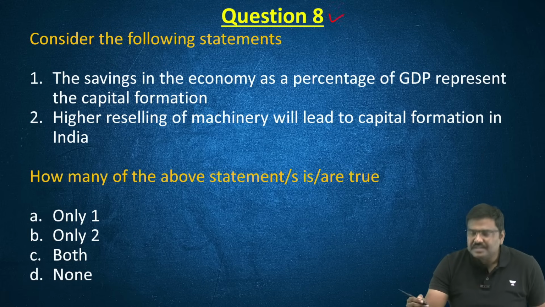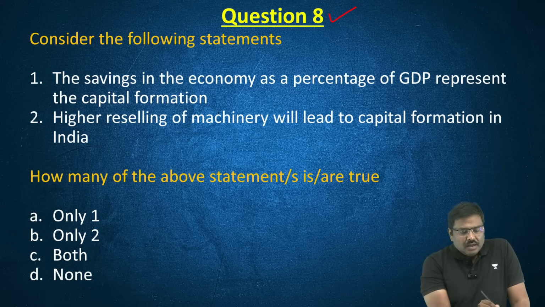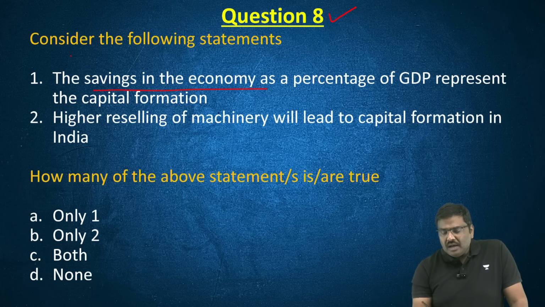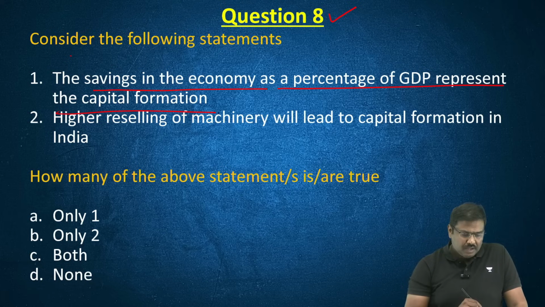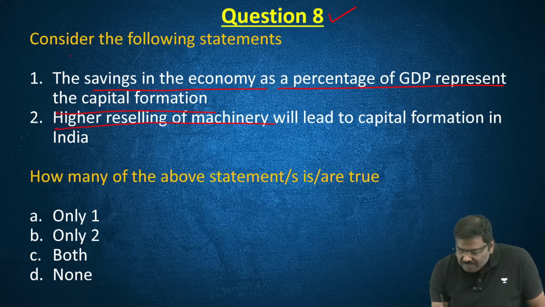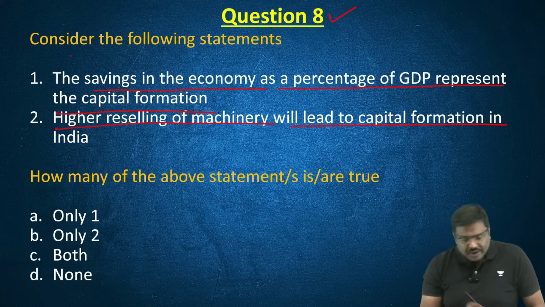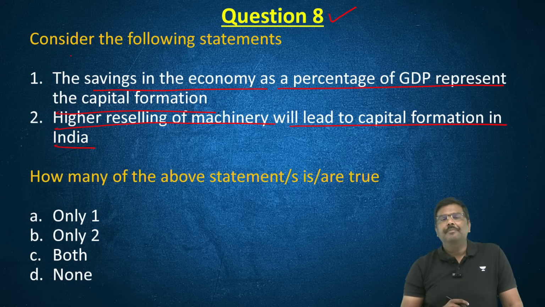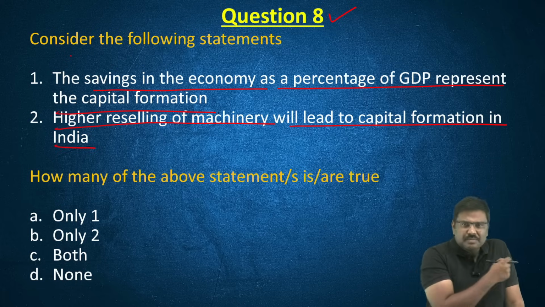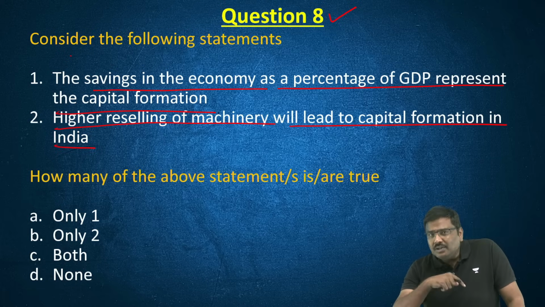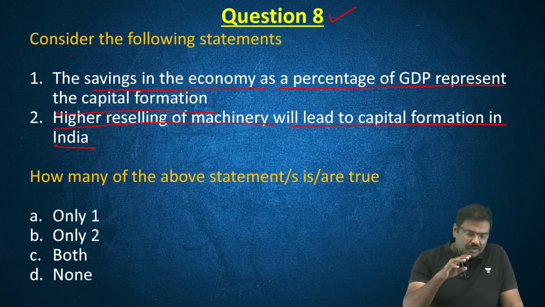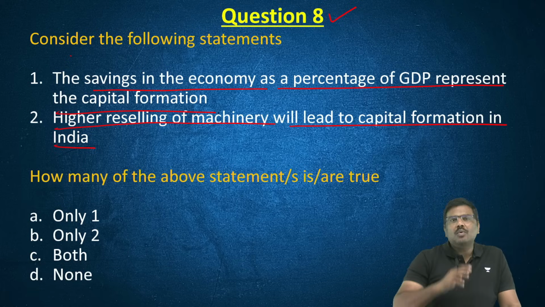Now, regarding this, a question here. Consider the following statements. The savings in the economy as a percentage of GDP represents capital formation. Higher reselling of machinery will lead to capital formation in India. If I purchase used machinery, does it add to capital formation this year? There are two statements, right? What is the right answer?